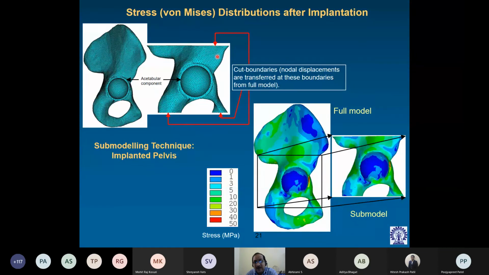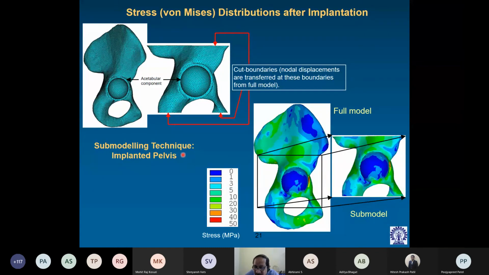Okay. Therefore, we have a truncated model, but we actually include the elastic behavior of the remaining portion of the pelvic bone by transferring the nodal displacements at these cut boundaries from the full model. Okay. In this way, this is a solid mechanics trick, a technique which is popularly known as the submodeling technique.